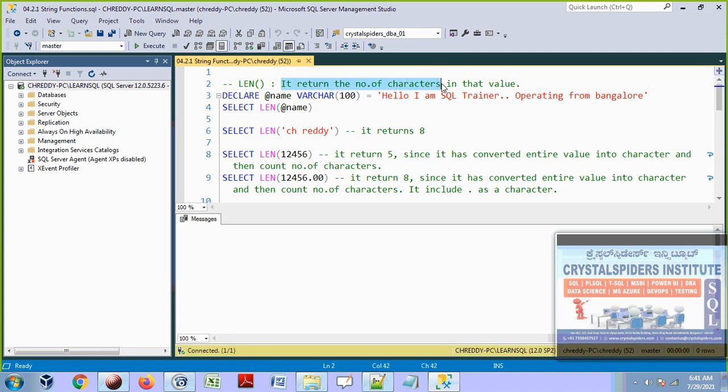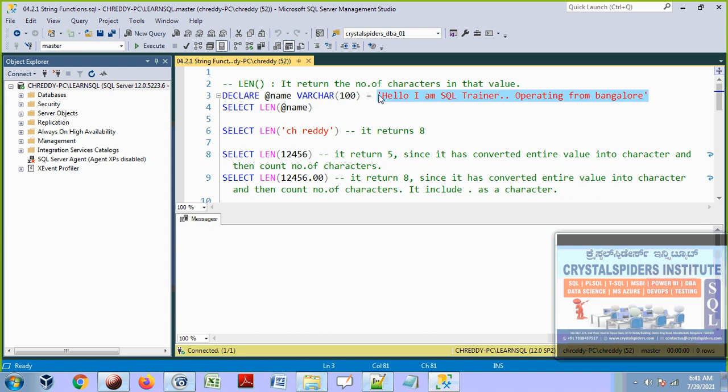It returns the number of characters in that value. So I am going to declare @name varchar(100). In this @name variable we are going to store the value: Hello, I am SQL trainer operating from Bangalore. This is my value. So guys, varchar of 100 means this variable will store a maximum of 100 characters, because we are giving 100 bytes of space to this value, and each character will occupy 1 byte in a varchar data type. Anyway, this is less than 100 characters, so no problem.